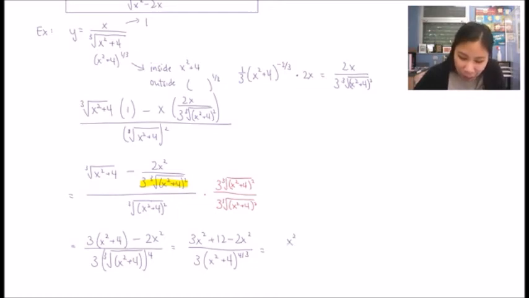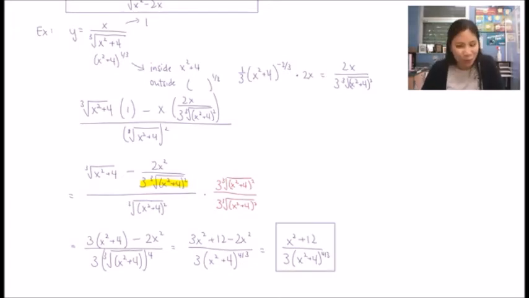But then simplifying the top, I can subtract the x squared terms to end up with x squared plus 12 over 3 times x squared plus 4 raised to the 4 over 3 power. Whew, that was a good amount of work. A lot of simplifying there, but we got it at the end.